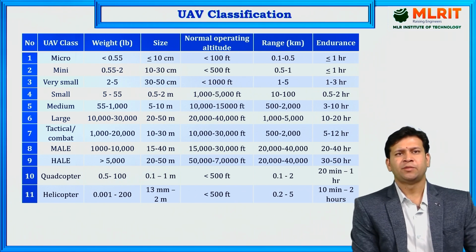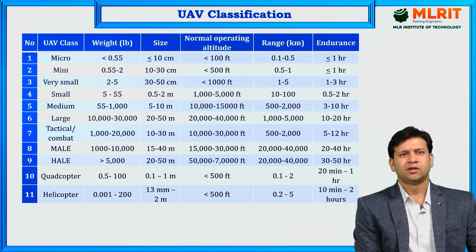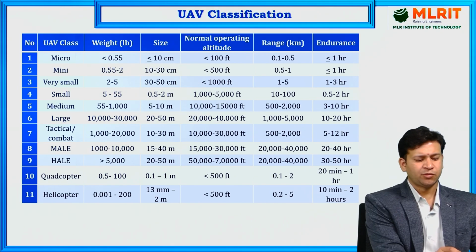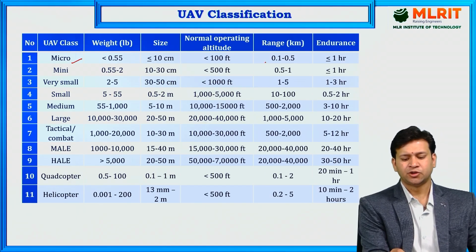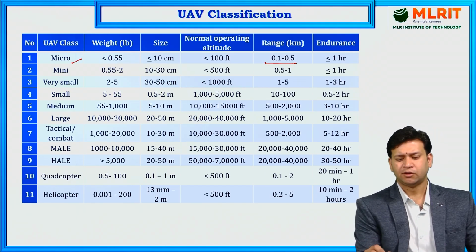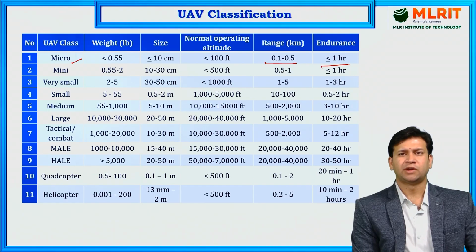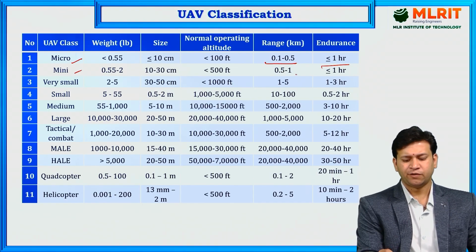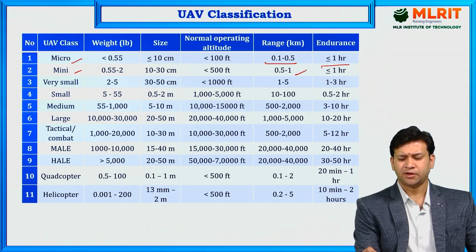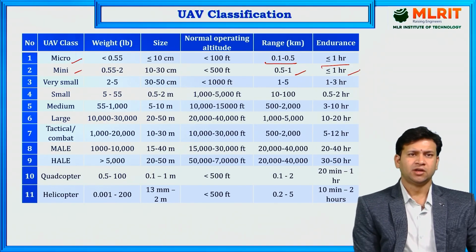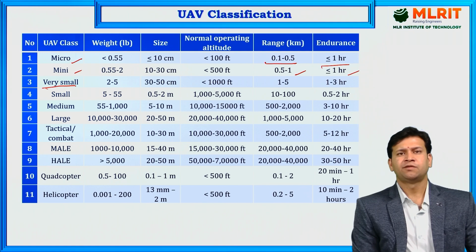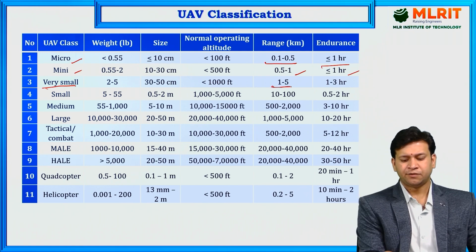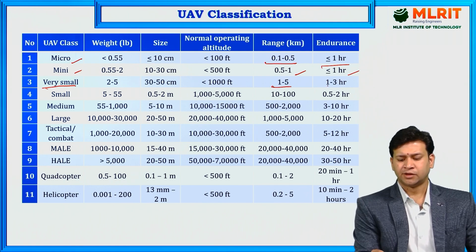UAV is classified based upon its class, weight, and all the classes will have its weight, size, normal operating altitude, range and endurance. For example, micro class will have range of 0.1 to 0.5 kilometer with an endurance period of less than or equal to 1 hour. Mini unmanned air vehicle will have range of 0.5 to 1 kilometer with an endurance period of less than or equal to 1 hour. Very small UAVs will have range of 1 to 5 kilometers with endurance period of 1 to 3 hours.